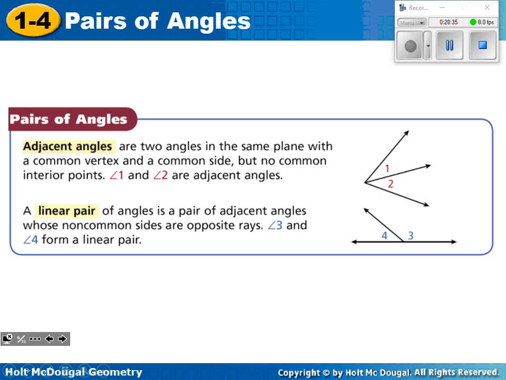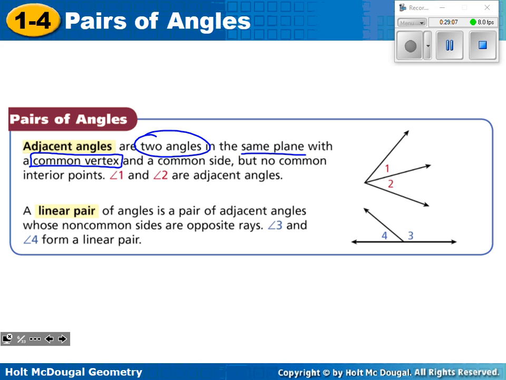Okay, kind of intersecting. And two things are adjacent. What are they? Next to each other. So adjacent angles are first of all going to be two angles. And all of these that we're talking about in section 1-4 are pairs of angles, okay? Adjacent angles are two angles that are in the same plane, so on the same flat surface, same two-dimensional surface. They're going to be next to each other. That's why they're adjacent, but more specifically, they have to have a common vertex.